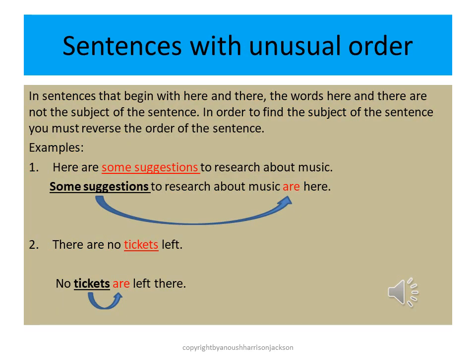In sentences that begin with here and there, the words here and there are not the subjects of the sentence. In order to find the subject of the sentence, you must reverse the order of the sentence. Examples: 1. Here are some suggestions to research about music. Some suggestions is the subject of the sentence. So, some suggestions to research about music are here. Number 2, there are no tickets left. No tickets are left there.